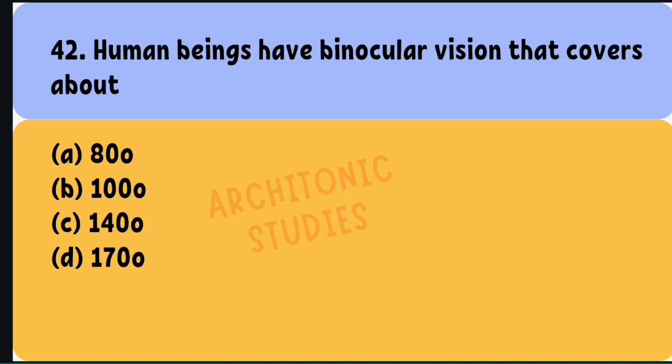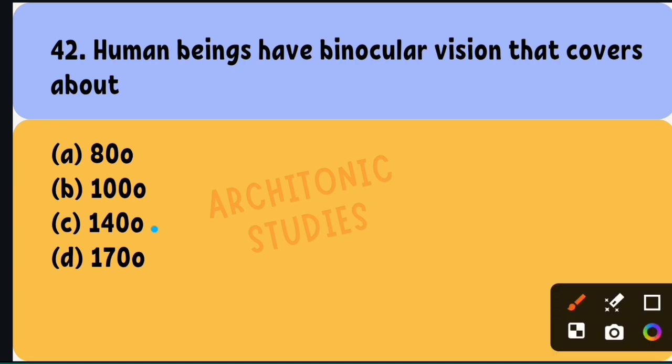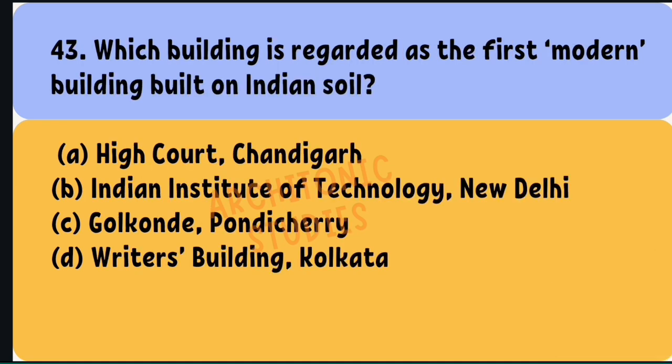Move on to the next question. Human beings have binocular vision that covers about 80 degrees, 100 degrees, 140 degrees, or 170 degrees. And the answer is C, 140 degrees. Next: which building is regarded as the first modern building built on Indian soil? High Court, Chandigarh; Indian Institute of Technology, New Delhi; Golconde, Pondicherry; Writers Building, Kolkata. And the answer is C, Golconde, Pondicherry.